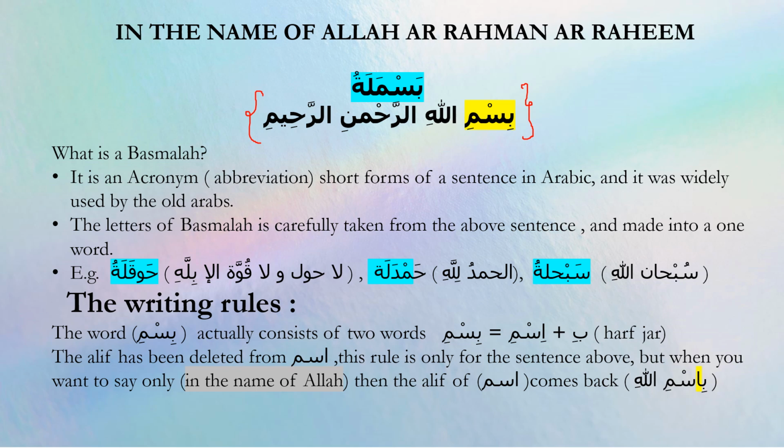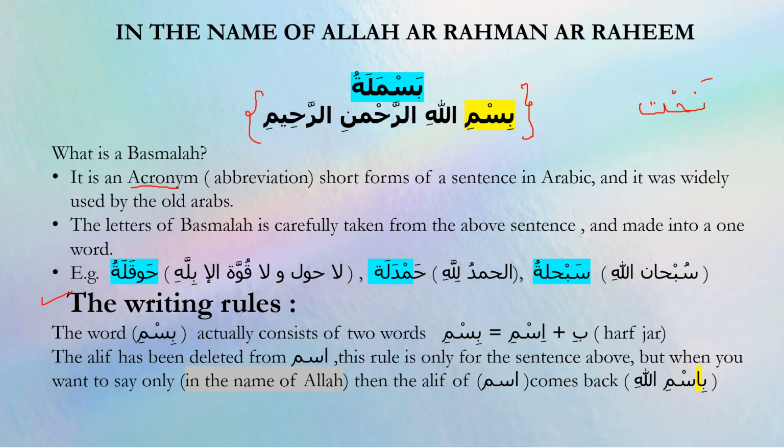a sentence in Arabic. So what is this abbreviation or acronym in Arabic called? It's called Nahat. So this is another structure in grammar that you will be learning much later in grammar. So for now, just know that it is called Nahat or acronym. In English, it's called acronym, and in Arabic, it's called Nahat. And in this short form, the letters have been carefully taken from the whole sentence and made into a short form known as Basmalah. Now we come to the writing rules.